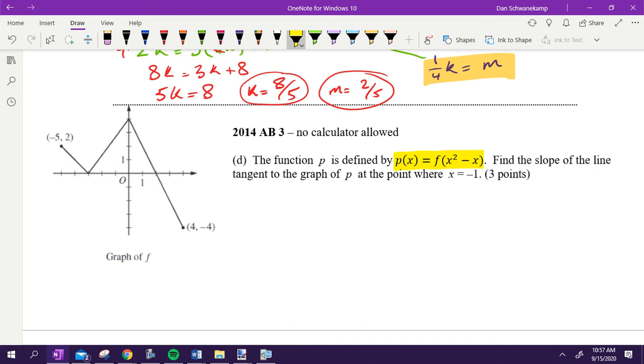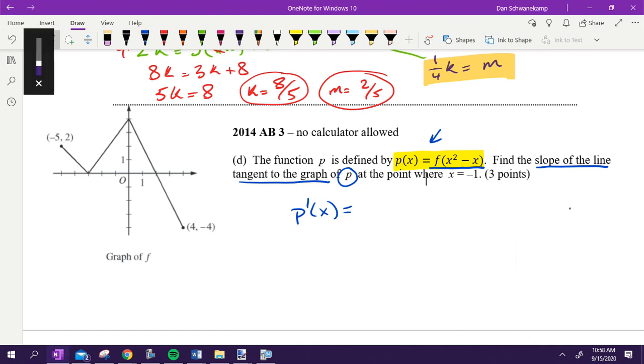What are you going to do with p if we want to know the slope of the line tangent to the graph of p? Find the derivative. We need to find p prime of x. You will score 1 point on this question if you write down what p prime of x is correctly. So they told you what p is. With your neighbor, find p prime. Go.